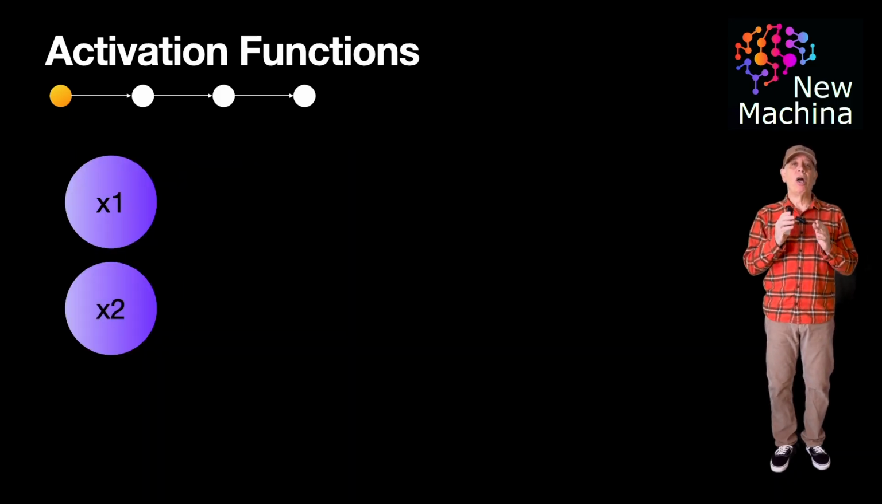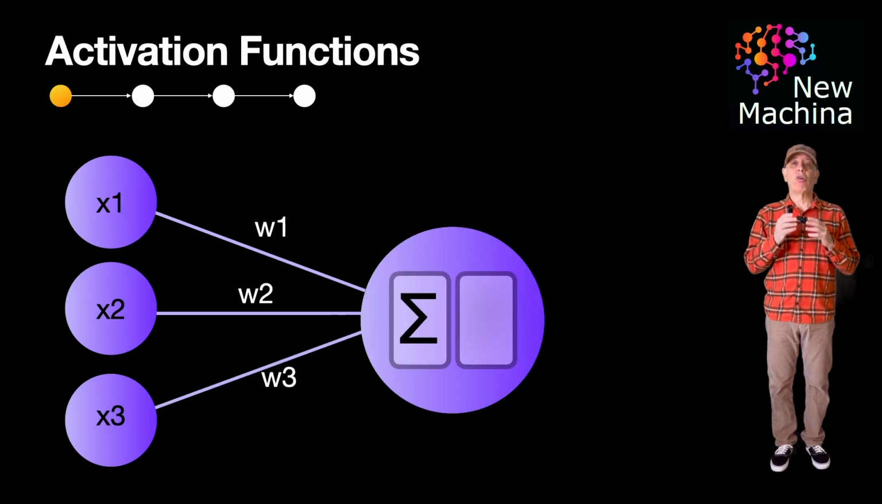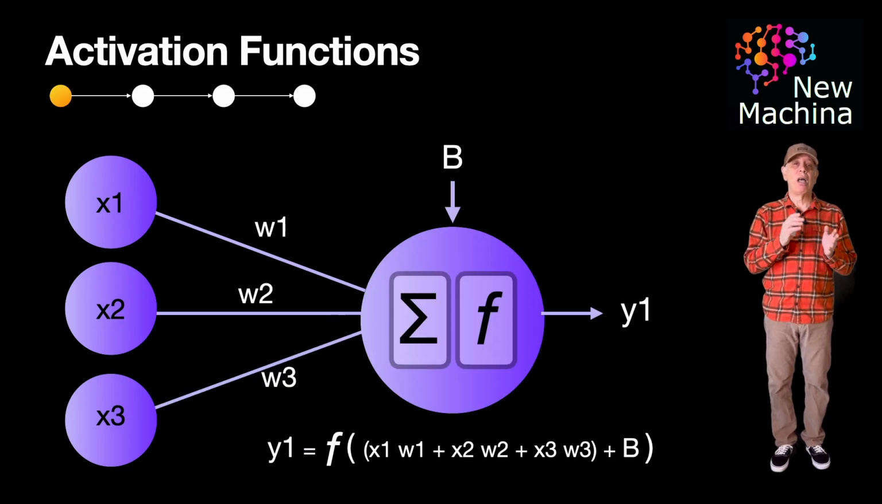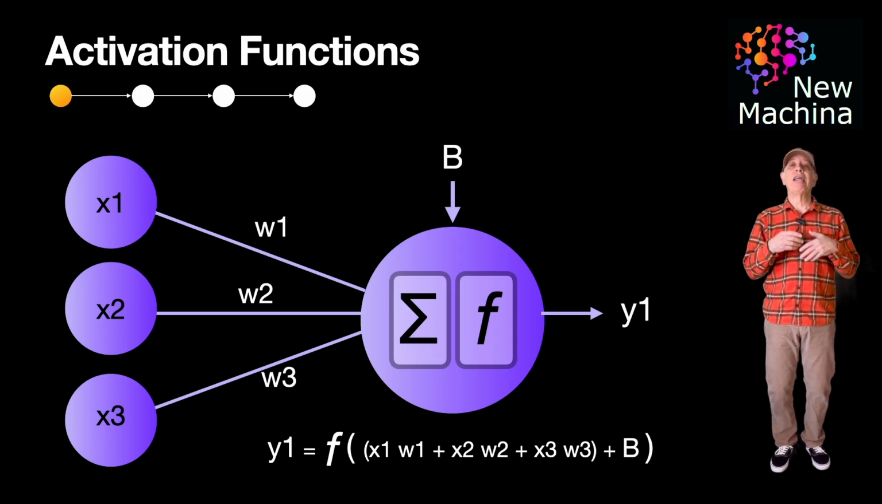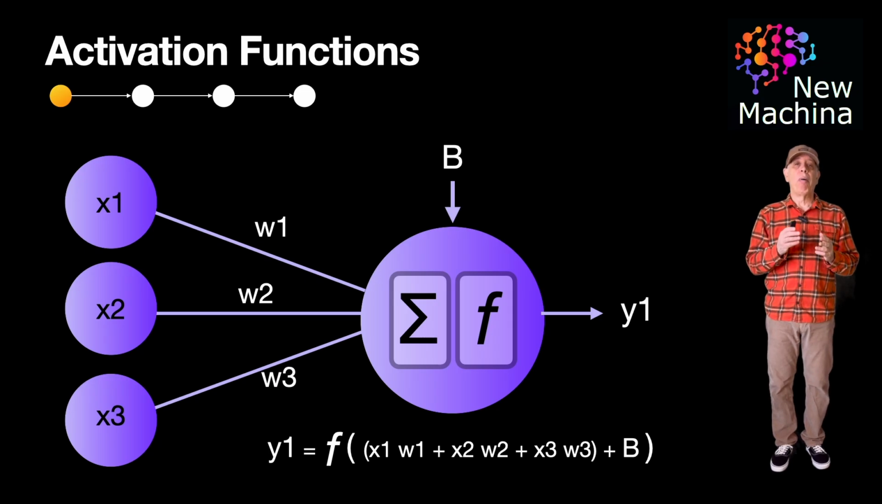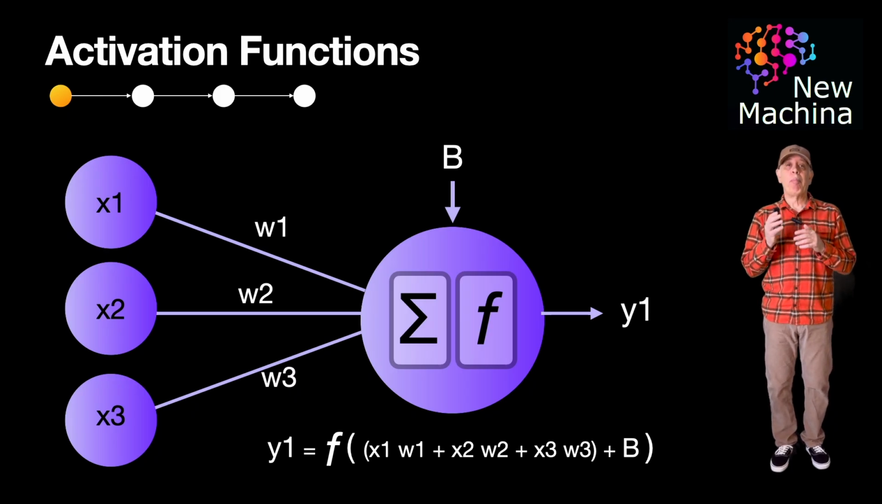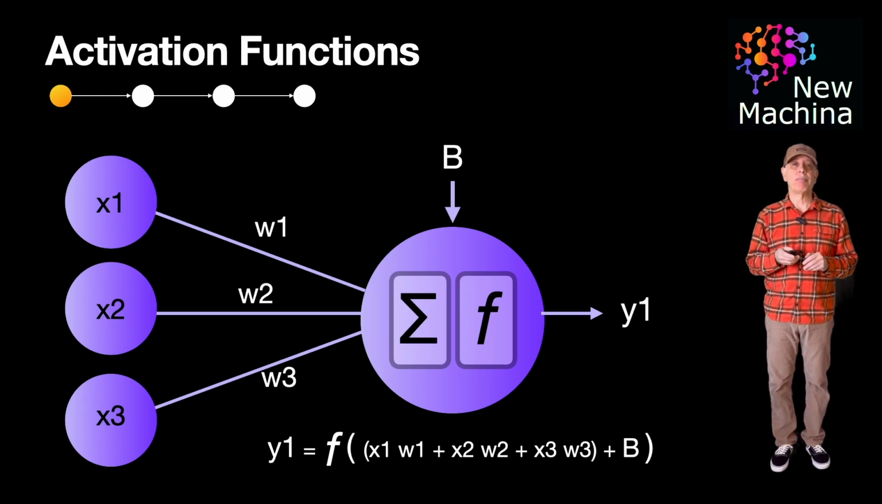But in summary, a neuron in an artificial neural network computes the weighted sum of all its inputs, adds a bias term, and applies an activation function. The bias helps the model shift the activation function to fit the data better. The activation function determines whether a neuron activates, passing its signal to the next layer in the artificial neural network.